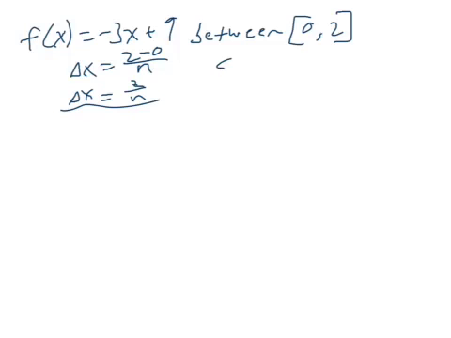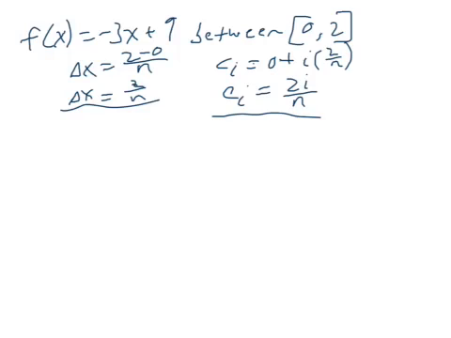The other thing is c sub i. c sub i is a plus i times delta x, which we said is 2 over n. So c sub i and delta x are often similar. It becomes 2i over n. Okay, this certainly won't fit on a page, but let's begin.